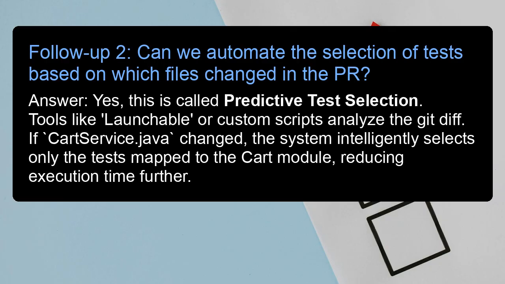Follow-up 2. Can we automate the selection of tests based on which files changed in the PR? Answer, yes. This is called predictive test selection. Tools like Launchable or custom scripts analyze the git diff. If CartService.java changed, the system intelligently selects only the tests mapped to the cart module, reducing execution time further.